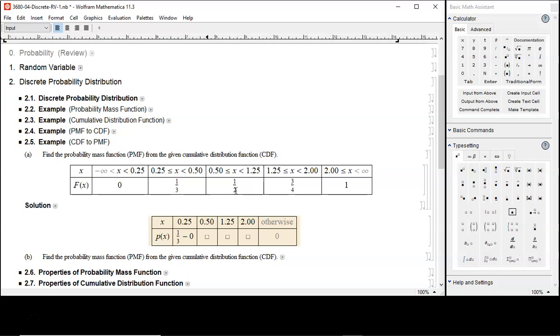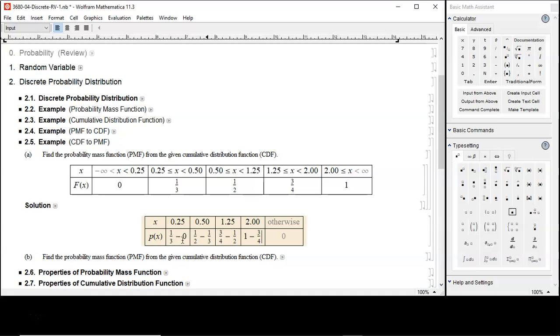Now 1/3 to 1/2, a jump took place. How much? I can subtract to find out. 1/2 to 3/4, a jump took place. How much? I can subtract to find out. And finally, 3/4 to 1, the size of the jump, I can subtract to find out.